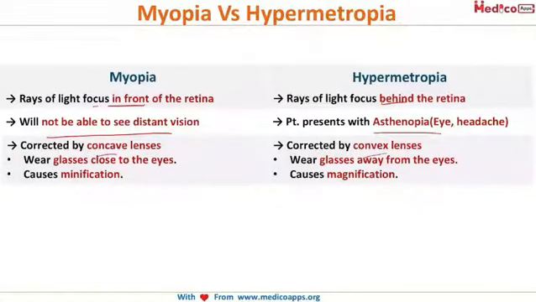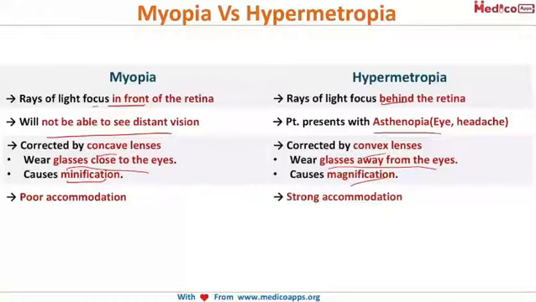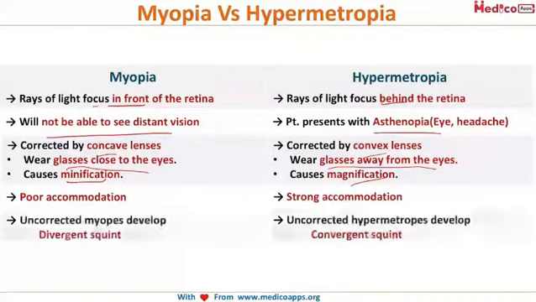And the patient's gesture will be, myopes move the glasses close to the eyes, and hypermetropes will move the glasses away from the eyes, and these glasses cause minification in myopia, and convex lenses cause magnification. We have also seen that the accommodation is poor in myopia and very good in hypermetropia. That's very strong. And the squint type is divergent in myopia and convergent in hypermetropia.